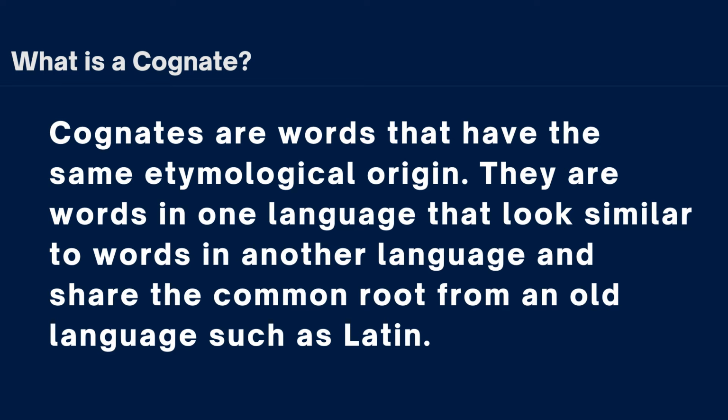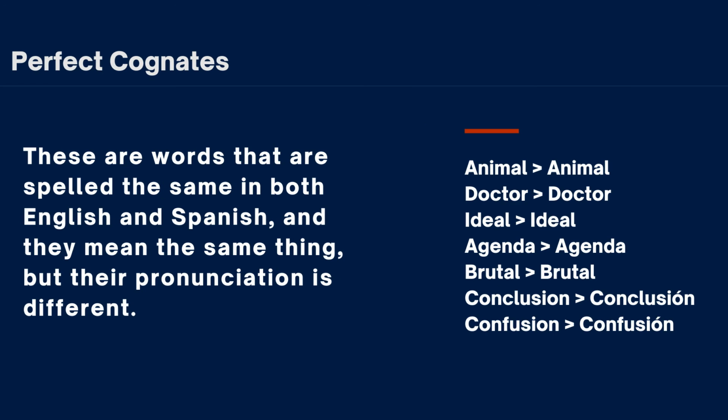What is a cognate? In short, cognates are words that have the same etymological origin. They are words in one language that look similar to words in another language and share a common root from an old language such as Latin. Let's start by discussing perfect cognates. These are words that are spelled the same in both English and Spanish, and they mean the same thing, but the pronunciation is different.